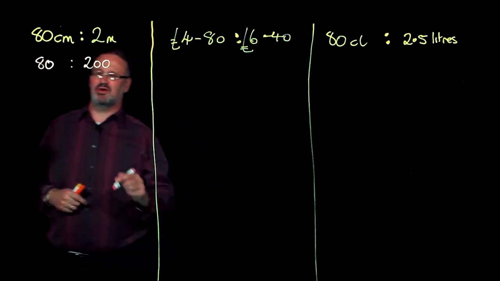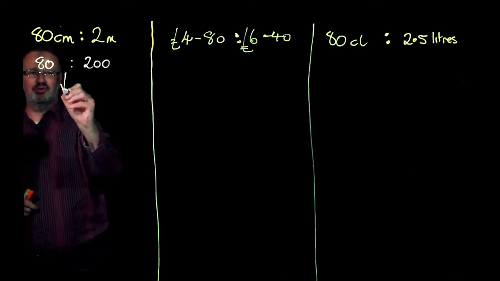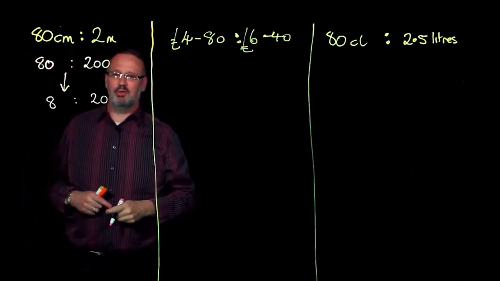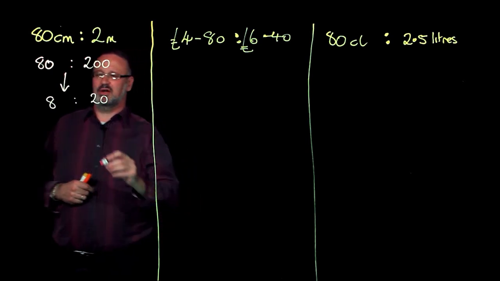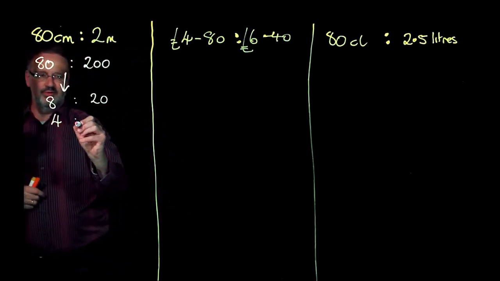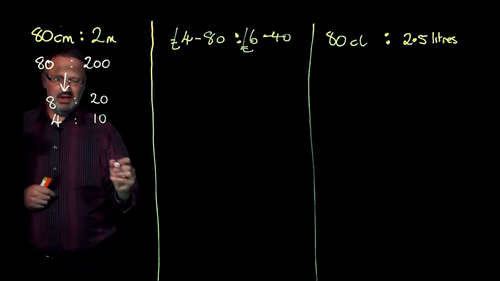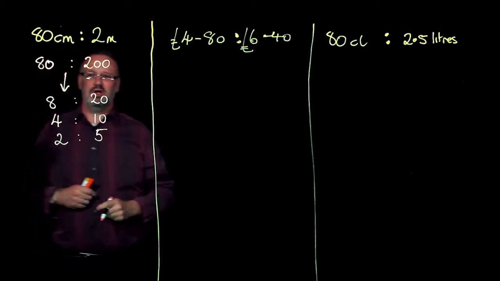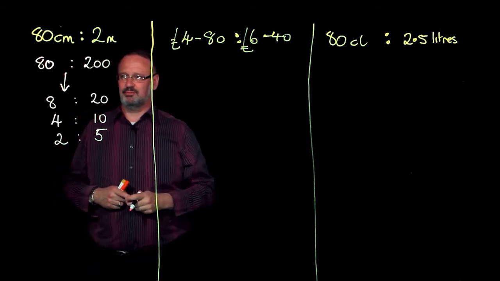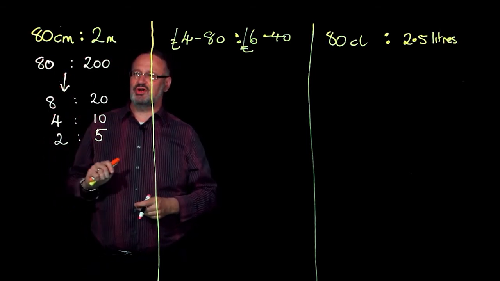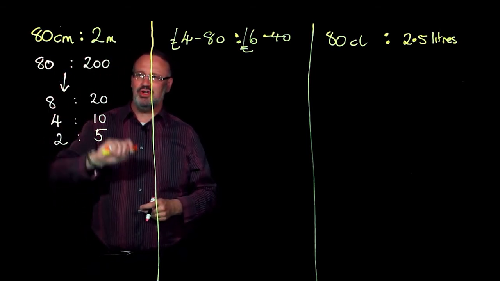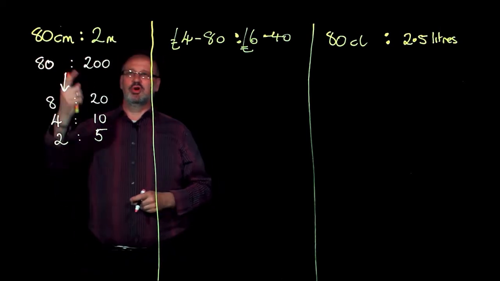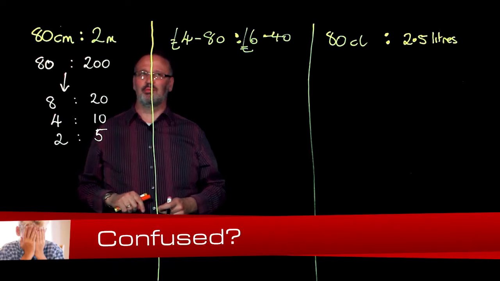Both are in the 10 times table. So my immediate first thought, I'll make this 8 to 20. Both are still even. And I can say this is the same as 4 to 10. Again even. And this becomes 2 to 5. If you had noticed perhaps earlier that 40 goes into 80 twice and 40 goes into 200 5 times, that of course would be a much quicker method of bringing it down.